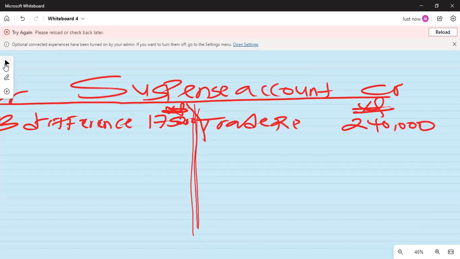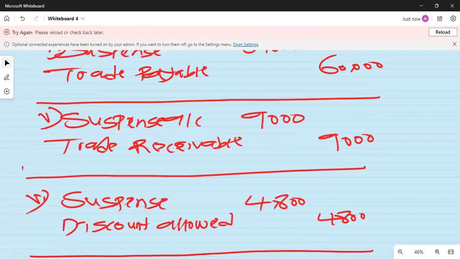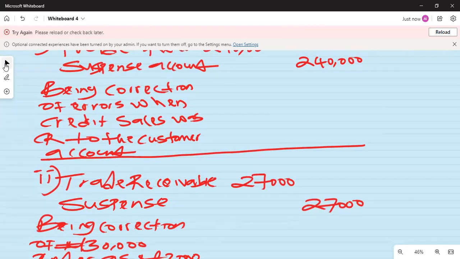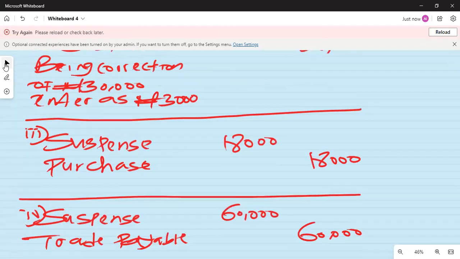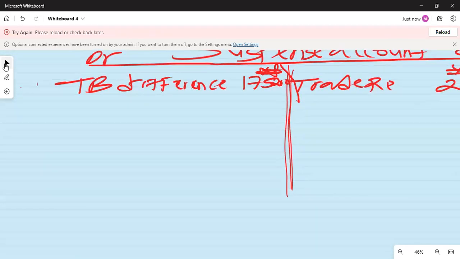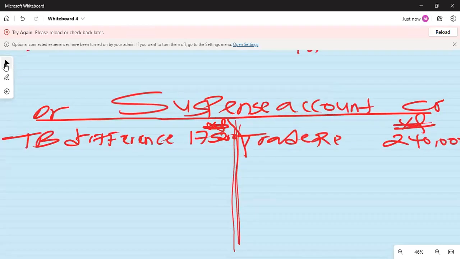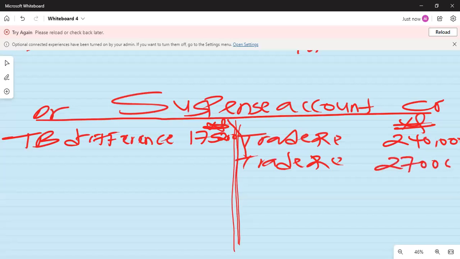Then we'll go again. What are the things that we have debited the suspense account with? Number two, we say suspense account should be credited with 27,000. And that one is also relating to trade receivable, so I have 27,000.